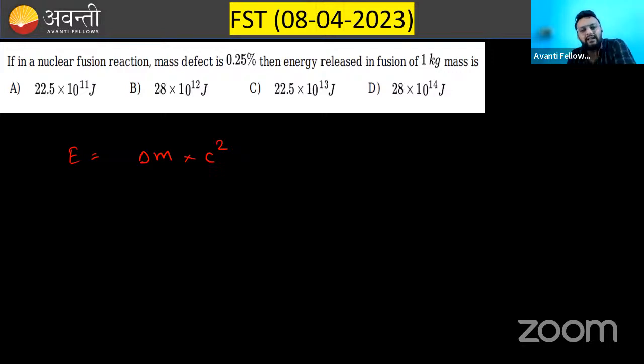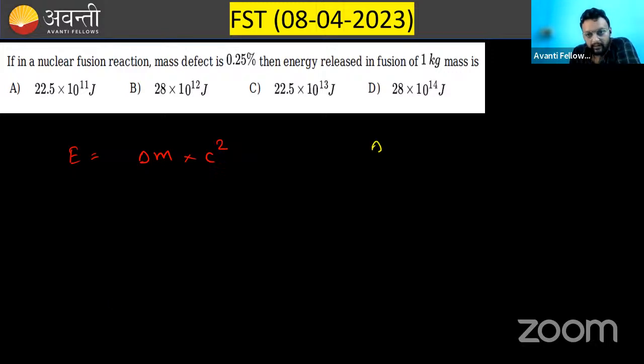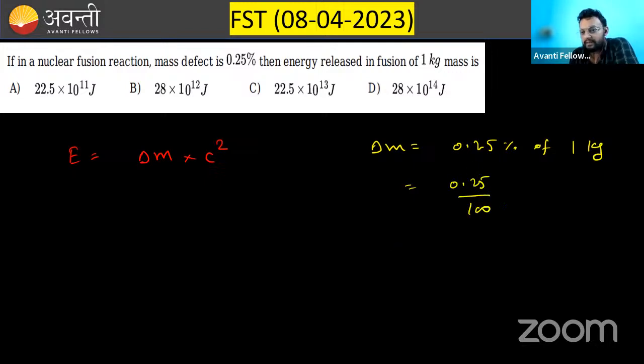So delta m is given as 0.25% of 1 kg. So if we calculate, delta m is equal to 0.25% of 1 kg. That is 0.25 divided by 100, this is the percentage, into 1.